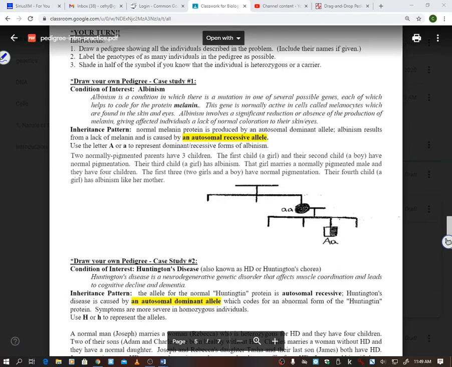All right, so normal melanin protein is produced by an autosomal dominant allele. Albinism is lack of melanin, and it is recessive. So just off to the side here, I'm going to write this. Albinism, they're using A's, so I'm going to continue using A's, and they're going to be colored in. Normal is going to be one of these two things, and they're going to be clear.